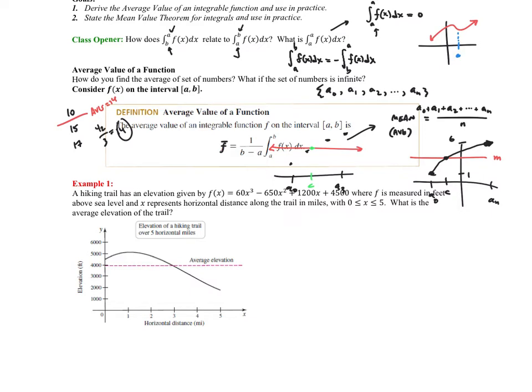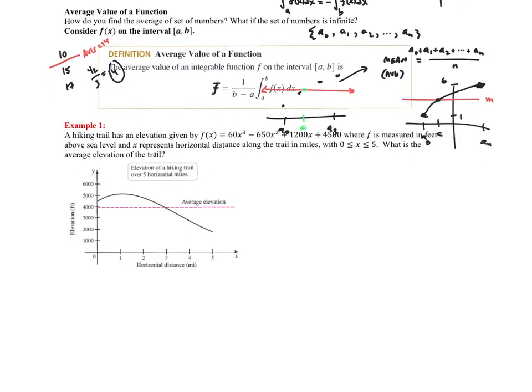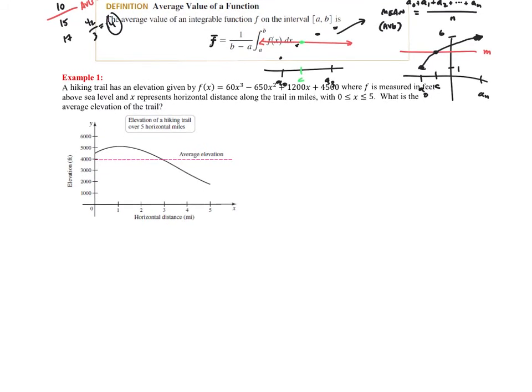Okay, and we'll talk about that in a minute. Okay, so example 1 says a hiking trail has an elevation given by f of x equals this thing. You can see it graphically below, where f is measured in feet above sea level and x represents horizontal distance along the trail in miles from 0 to 5. What is the average elevation of the trail?